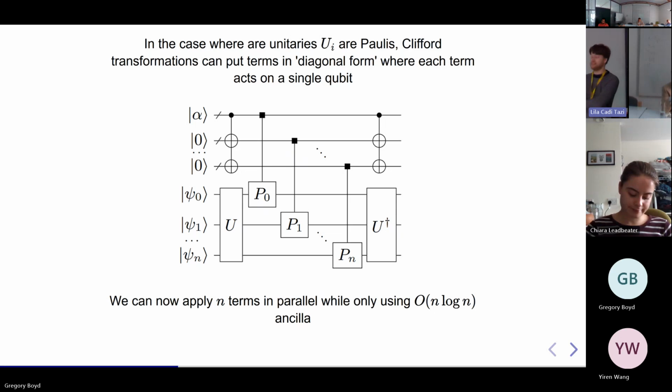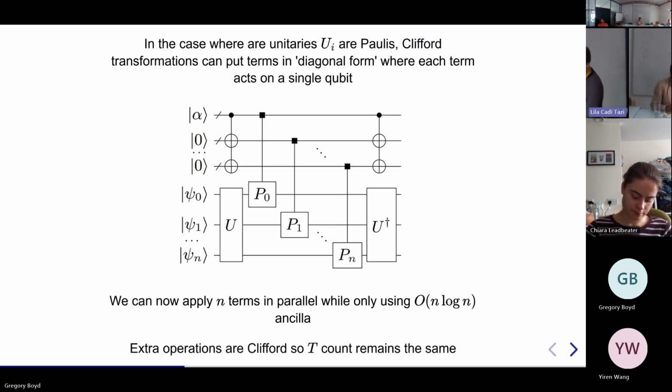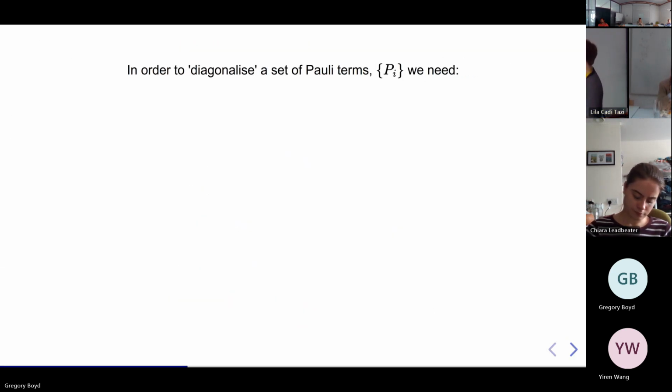So if we can find sets of terms that we can transform like this, and we can also find the transformations, then we can apply n terms in parallel, where otherwise we can only apply one. And all these extra operations are Clifford, so we haven't increased the T count of the algorithm. We're trying to parallelize it without introducing too much extra.